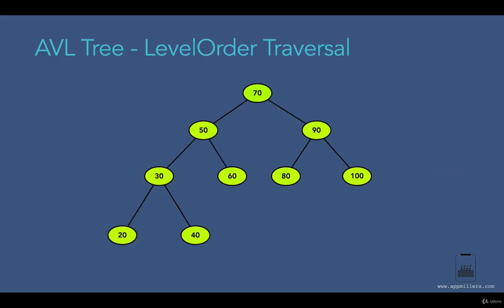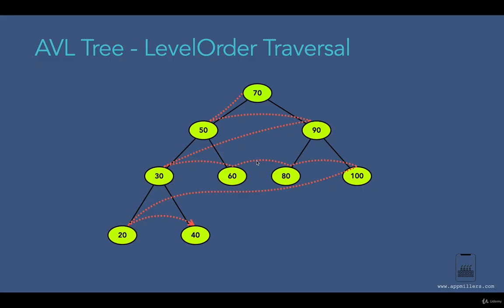Now the next traversal is level order traversal. Now in case of level order traversal, as we said before, we are visiting elements level by level. First we are starting from the first level, then we are continuing to the second level, then the third level, then the fourth level. So for this AVL tree, if we run level order traversal, the order will be like this. First starting from the first level, then visiting all elements in the second level, then the third level, then the fourth level.